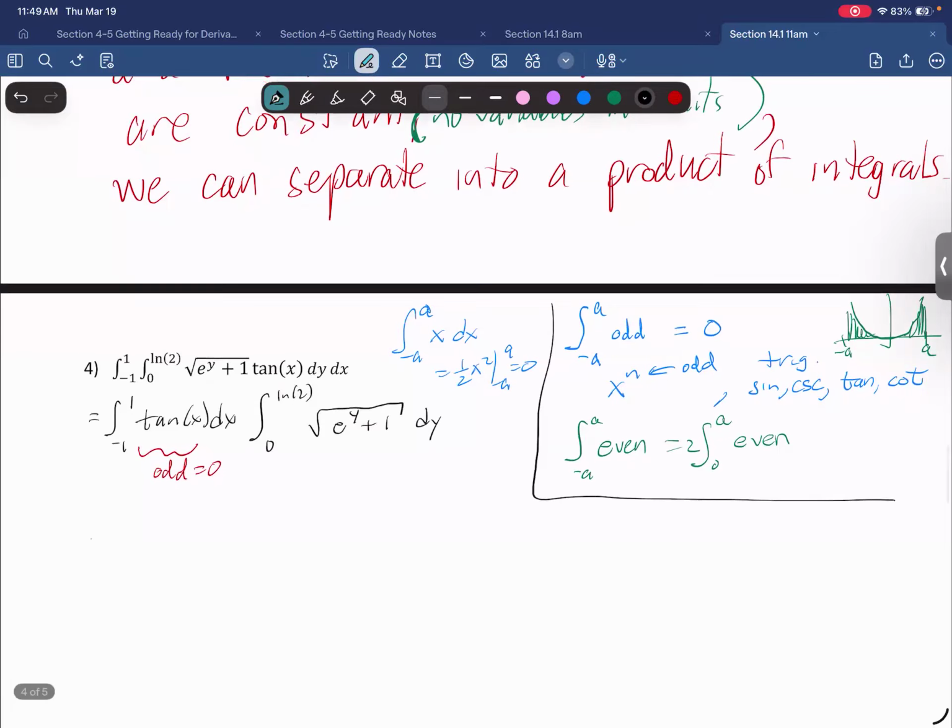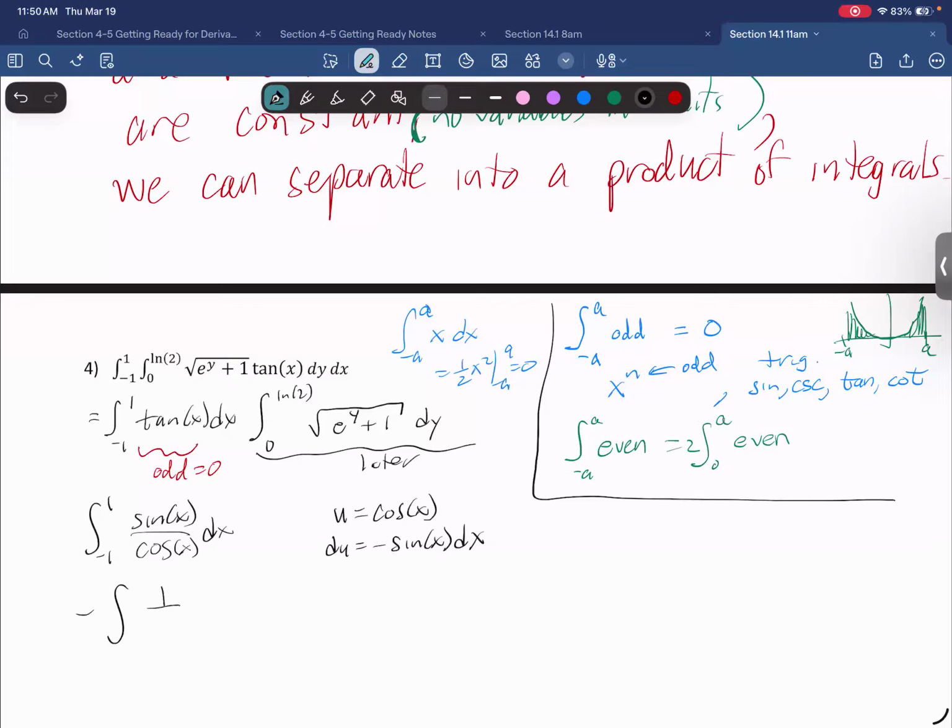So tangent is sine over cosine. You probably don't remember the integral of tangent x, so let's write it as sine x over cosine x. We'll do that one later if we need to. If you do a u sub, this becomes negative integral of 1 over u du, and we're going to change the limits of integration. When x equals -1, u equals cosine of -1. When x equals 1, u equals cosine of 1.